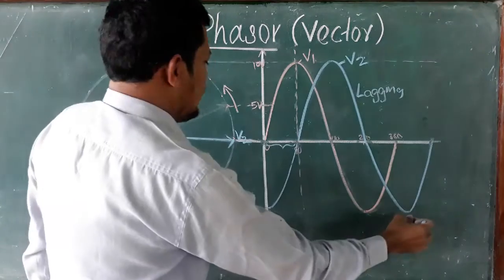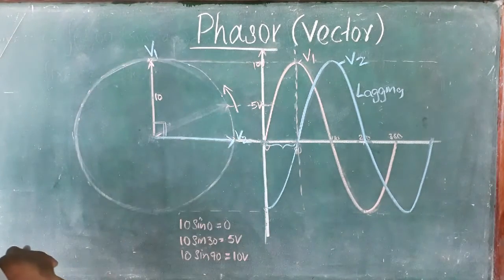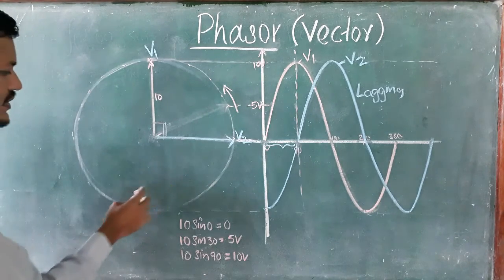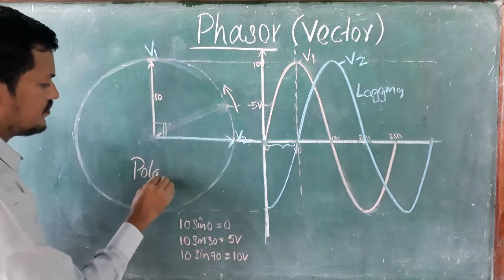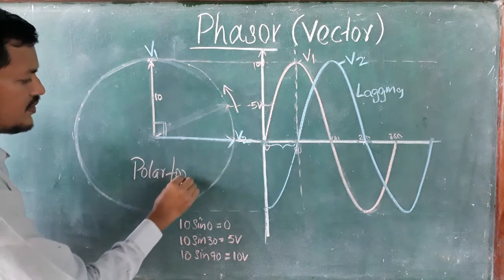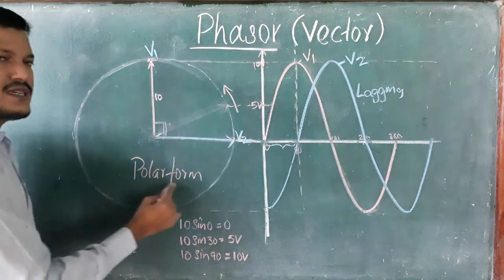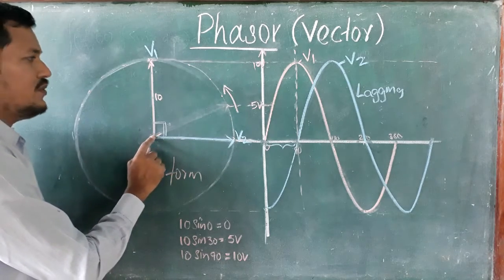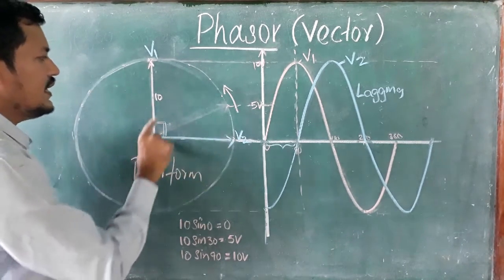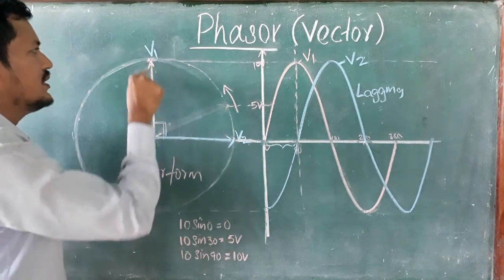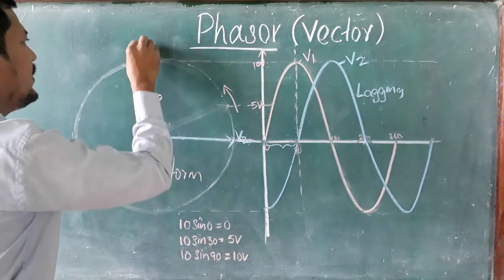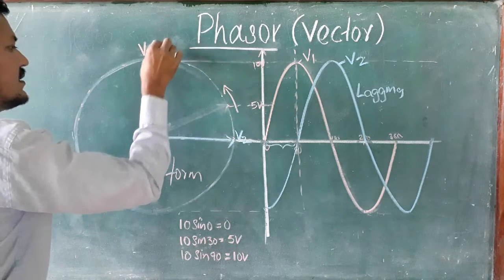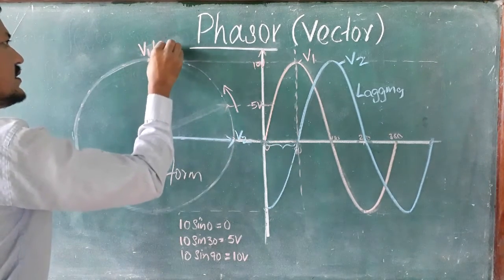Once we have V1 and V2, suppose I draw one more waveform, we can convert it to one more phasor. So this is what our phasor looks like, or in polar form. In the last video I discussed complex numbers in their polar form. So any value we locate with respect to its magnitude and its angle. So V1, its magnitude is 10, at an angle of how much? 90 degrees. Clear?